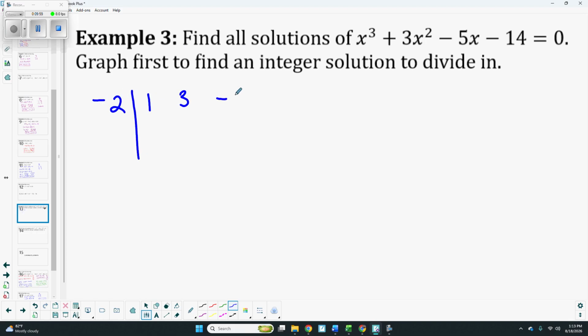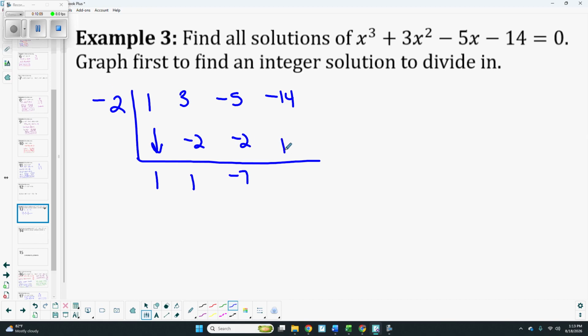All right, put our coefficients. We're going to do some synthetic. Bring it down. We're going to multiply and then add. We're going to multiply and then add. We're going to multiply and then add. So what I'm left with is x squared plus x minus 7 equals 0. Now the only things that multiply to give me 7 are 1 and 7, and no combination of them will equal positive 1.